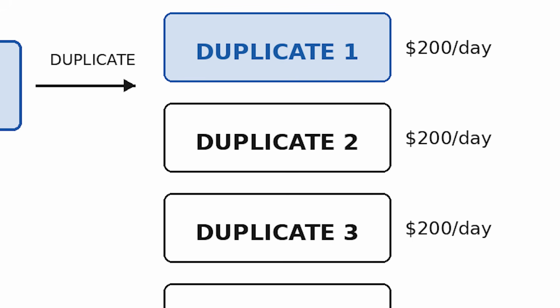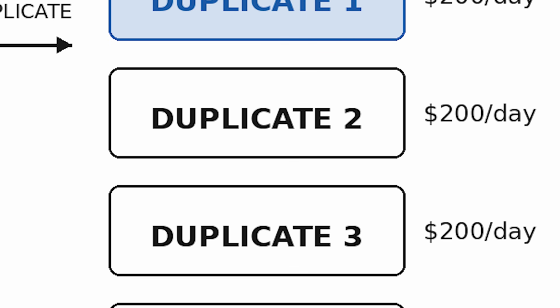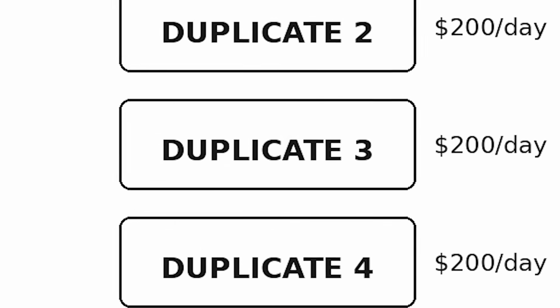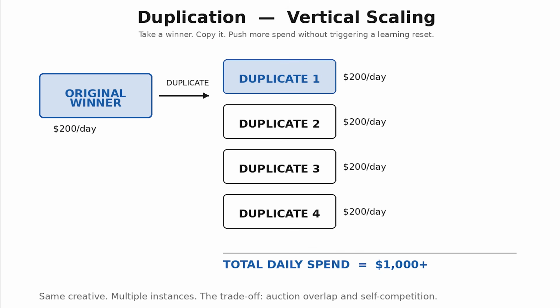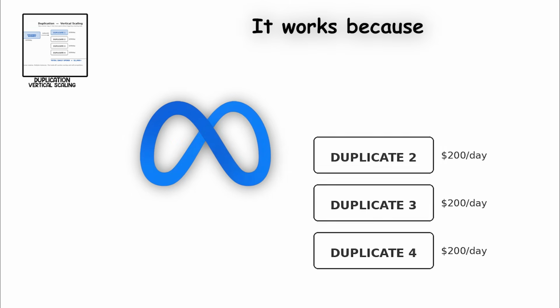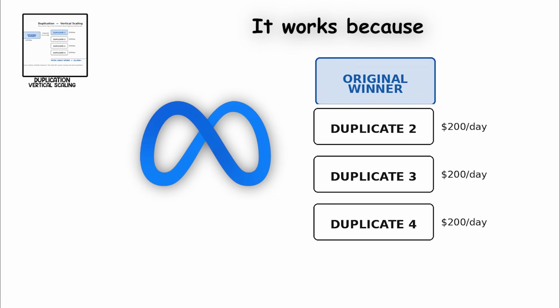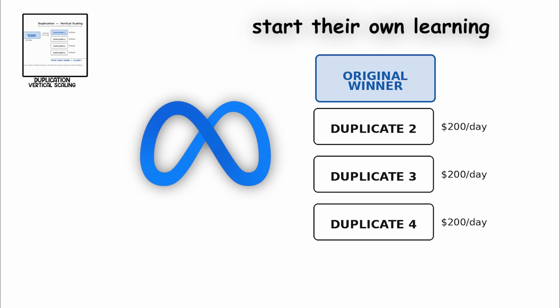Make an exact copy. Same creative, same audience, same everything. New budget. Now you've got two ad sets running the same thing, each at $200. You can duplicate again and again. Suddenly you're spending $1,000 a day on what was a $200 a day winner. No learning phase reset. It works because Meta treats each duplicate as a fresh entity in the auction. The original keeps its momentum. The duplicates start their own learning, but they're using a creative that's already proven to convert.